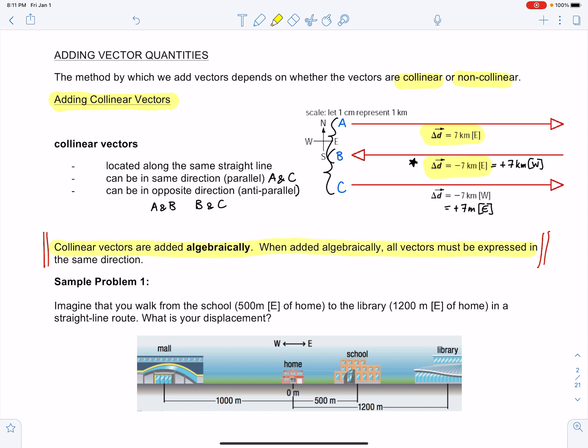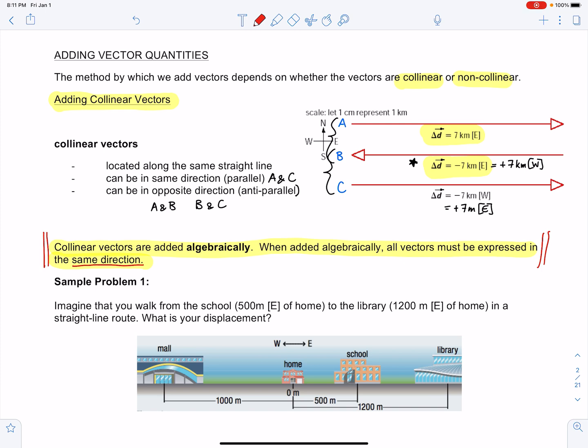This rule tells us what to do with collinear vectors. Collinear vectors are added algebraically. And what that means is they're added just like you would regular numbers. When added algebraically, all vectors must be expressed in the same direction. And that's the key point right there. You cannot add two vectors if their directions are not the same. The best way to highlight this point is by doing an example.